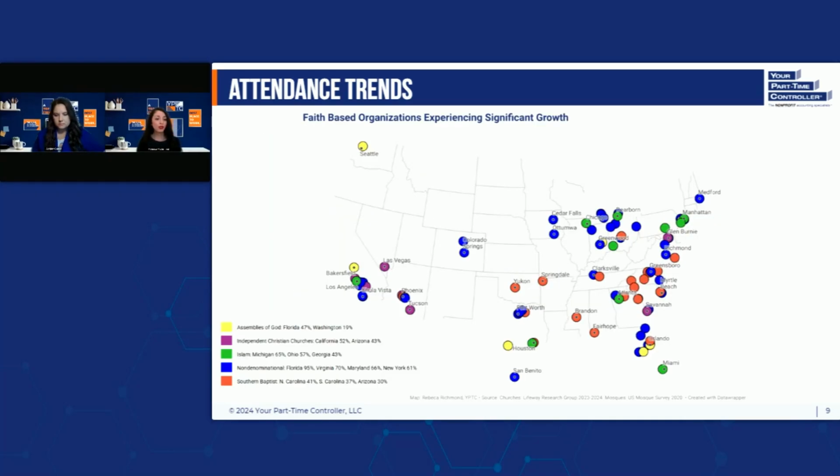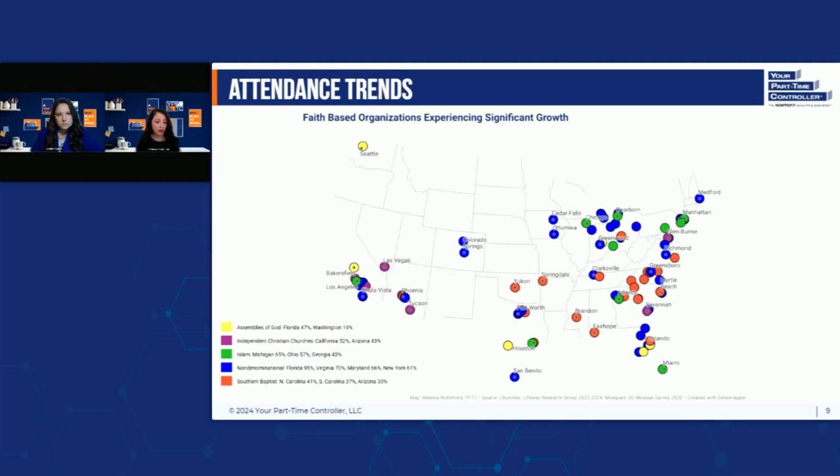So here's where we're seeing those attendance trends. You might be able to see where you fit in this data visualization that we're providing here, the results of those which are experiencing growth. What we see first is non-denominational churches, which were the leading faith-based organizations in terms of attendance growth, experiencing as high as 95% increase in Florida and 70% increase in Virginia, followed by the Southern Baptist denominations, which are experiencing up to 41% growth in North Carolina and 37% growth in South Carolina.